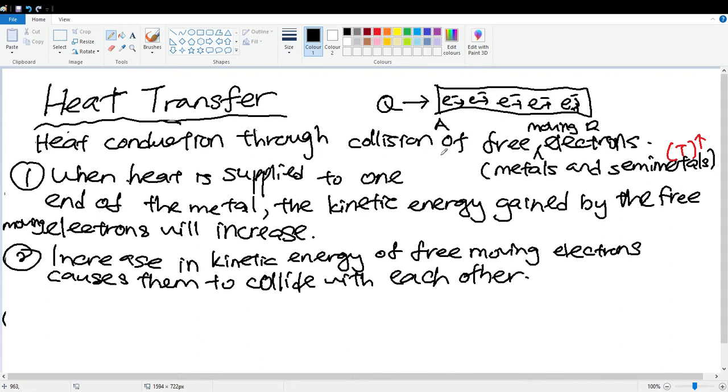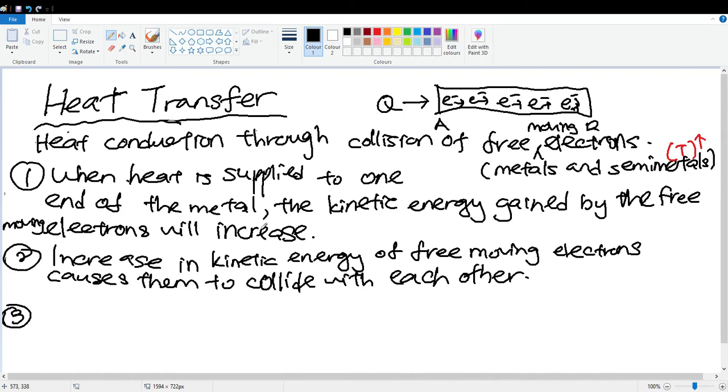So collision of electrons, and this is the third statement, collision of free moving electrons causes the heat energy to be transferred. And transference in heat energy causes the heat conduction to occur.